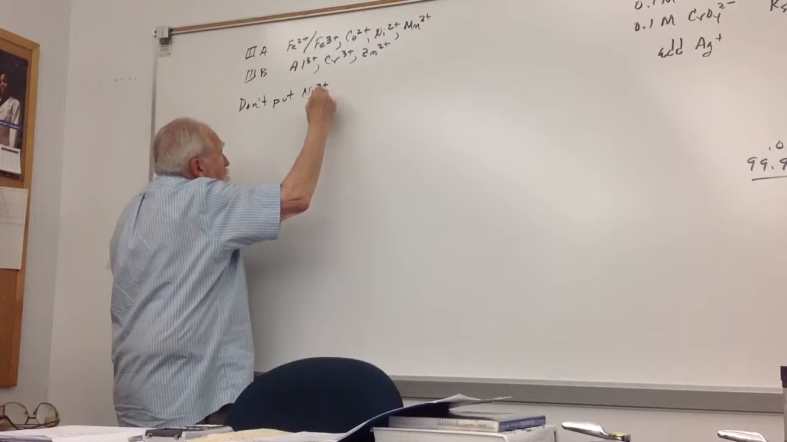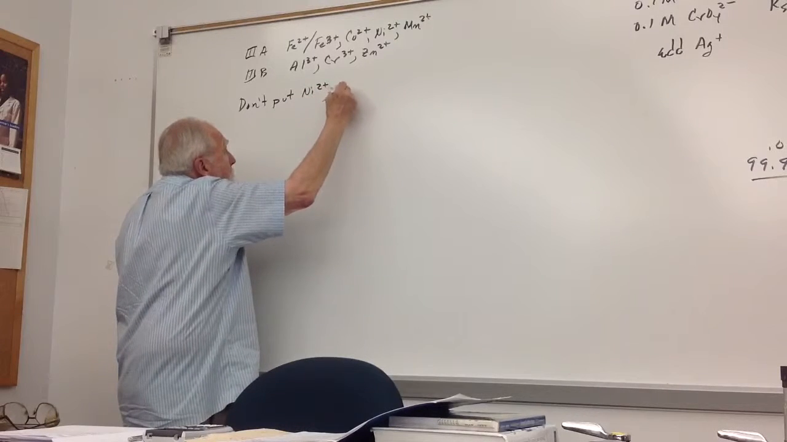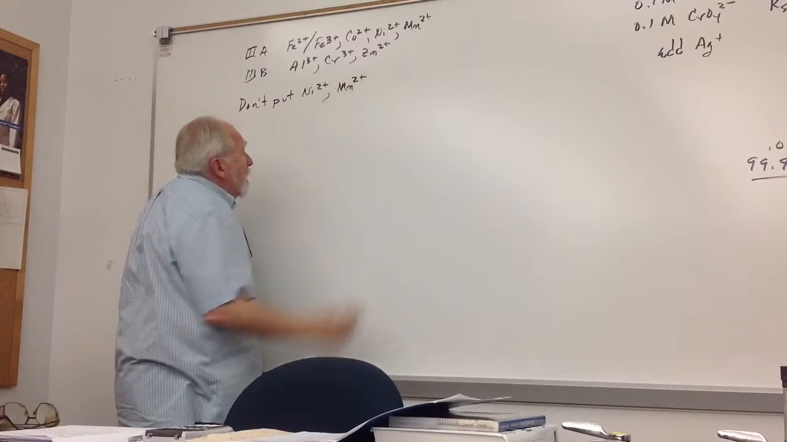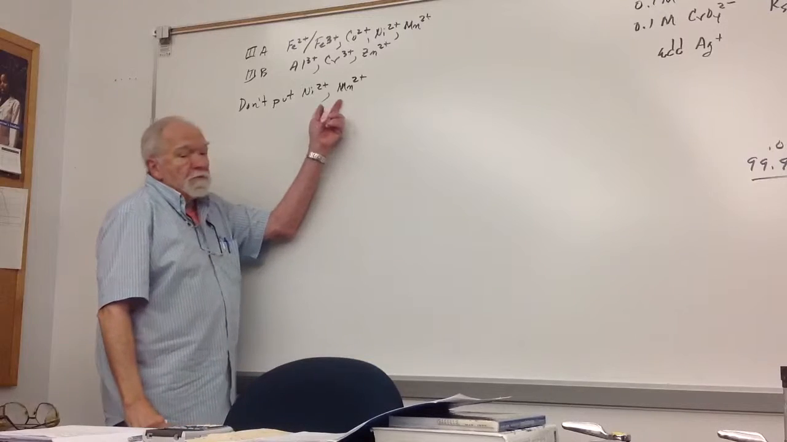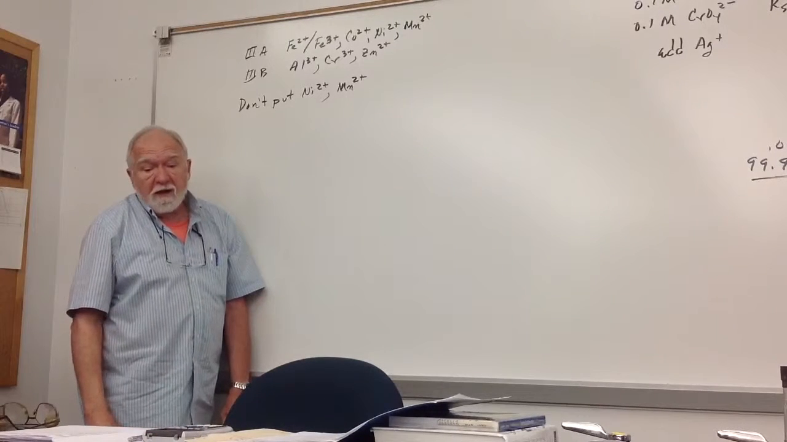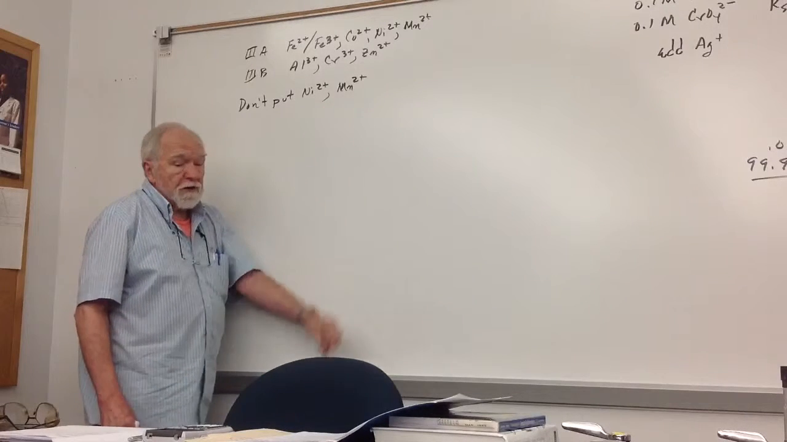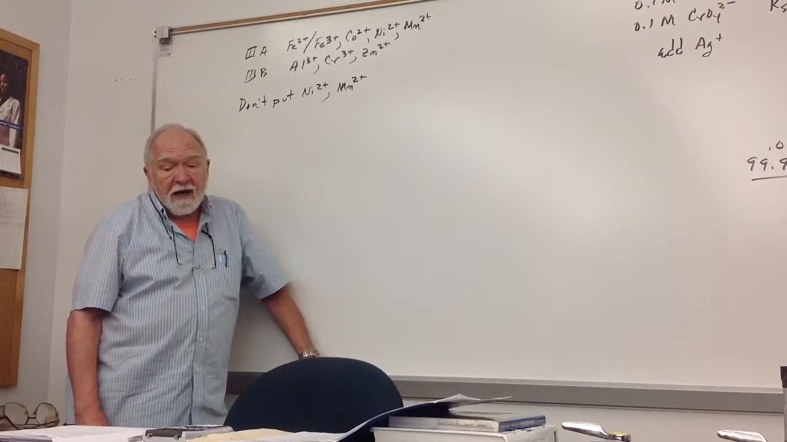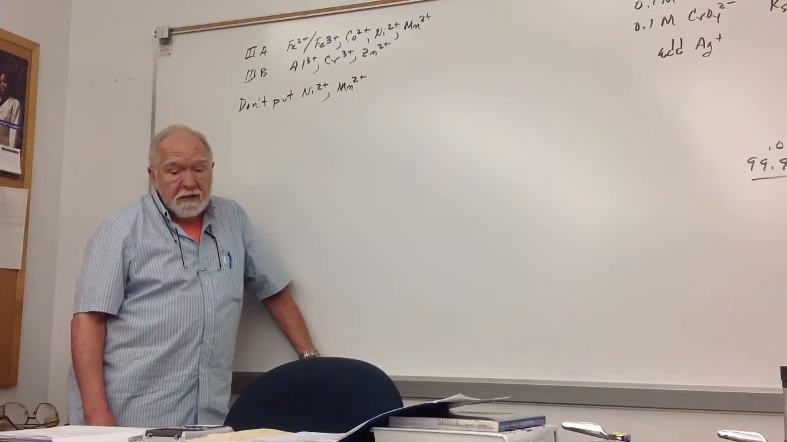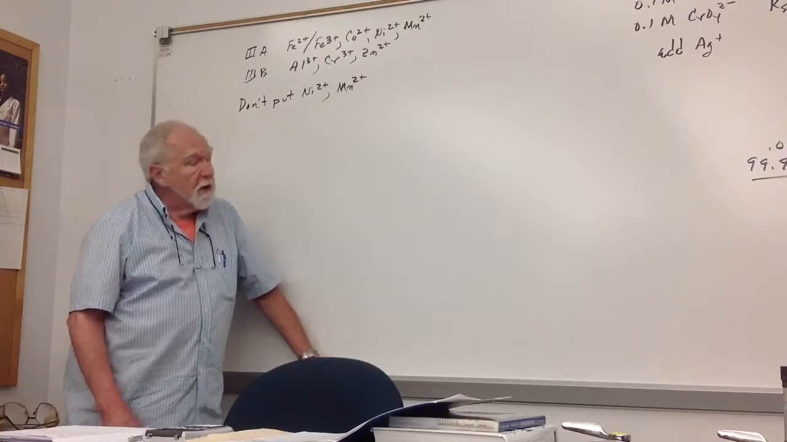This is the one that causes problems a lot. And this one you don't have to have in the known because the color disappears by the time you need to use it as a reference. So if you want to, you can actually do the generation of the permanganate ion simultaneously with doing the unknown.